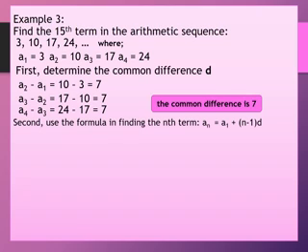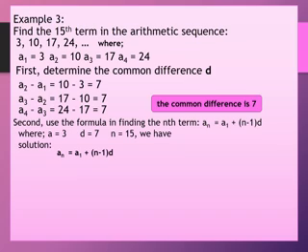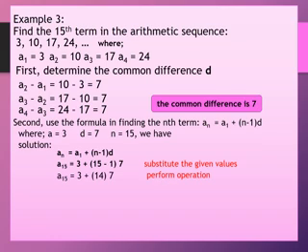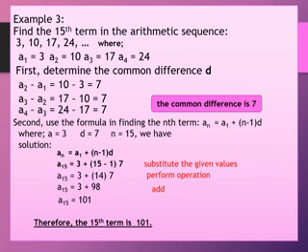Second, use the formula in finding the nth term, where a sub 1 is equal to 3, d is 7, and n is 50. We have a sub n is equal to a sub 1 plus n minus 1 times d. Then substitute the given values. a sub 50 is equal to 3 plus 50 minus 1 times 7. Perform the operation. So 3 plus 49 times 7. Then add. So our 50th term is 346.